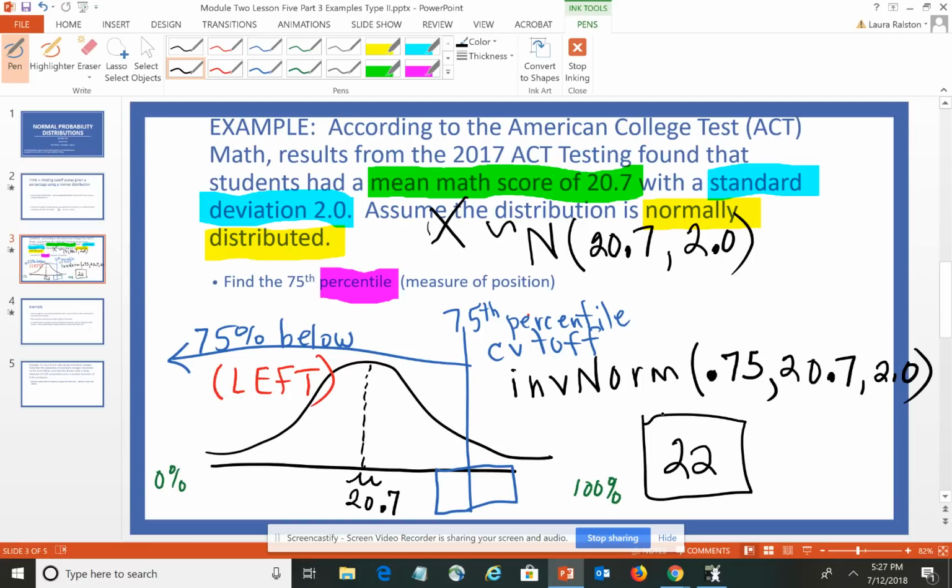So if I scored 22 on the ACT math, then it would indicate on my score report that I was in the 75th percentile. That means 75% of everybody who took the test scored below 22.